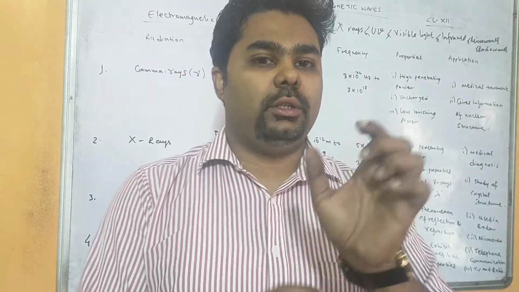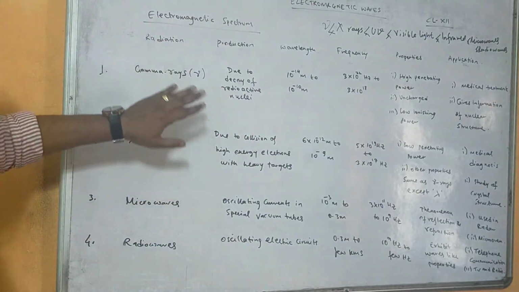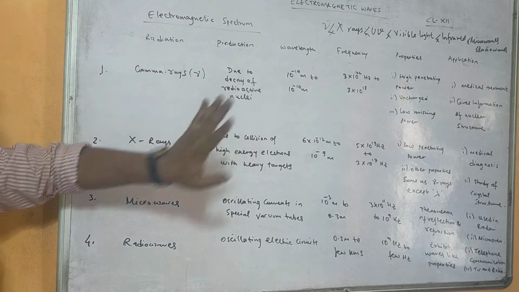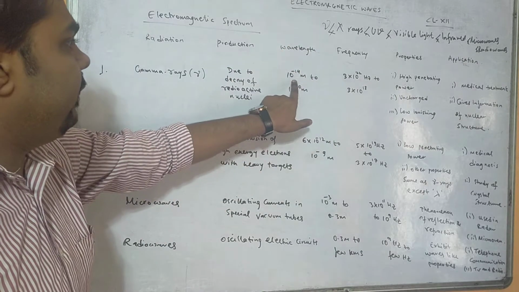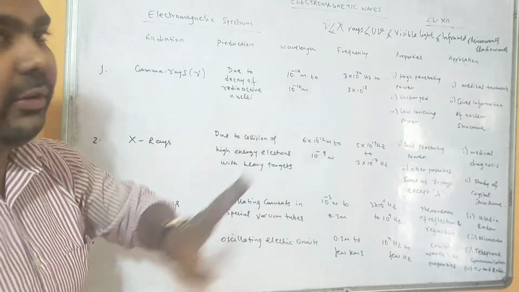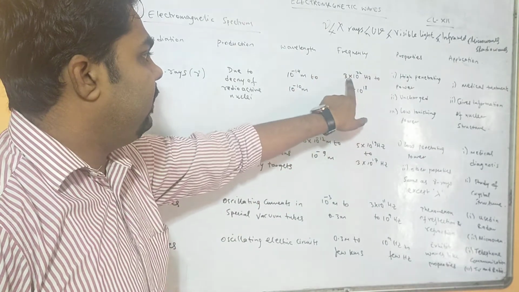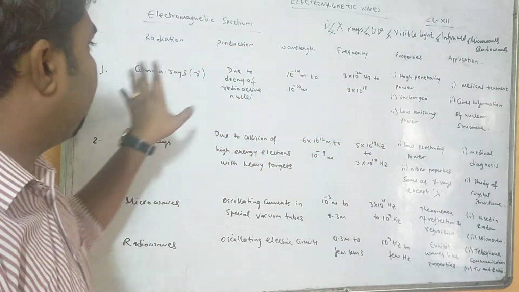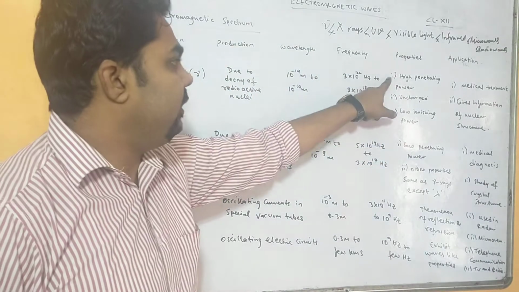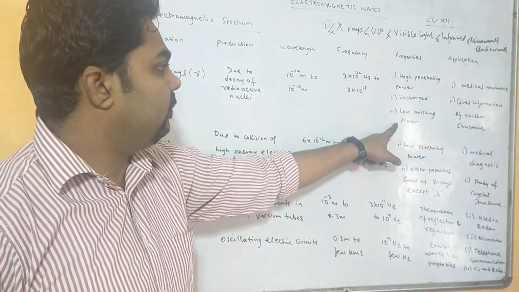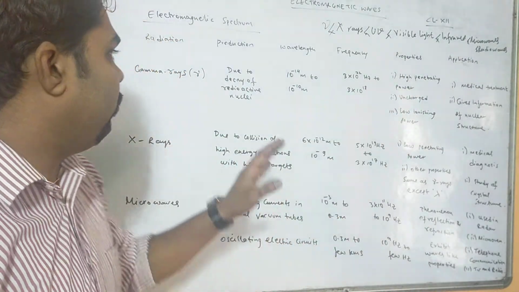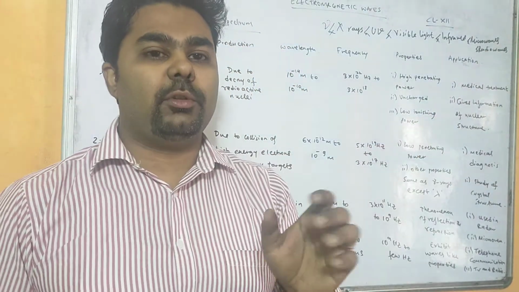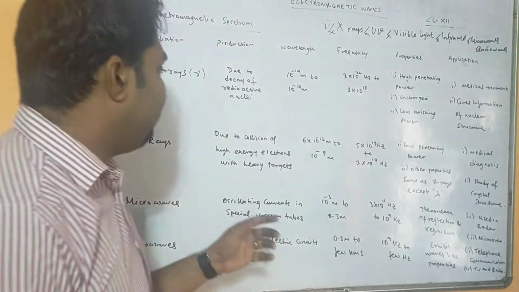Okay, in that chart you will find, for example, gamma rays. How are they produced? That is due to decay of radioactive nuclei. What is the wavelength here? That is 10 to the power minus 14 meter to 10 to the power minus 10 meter. What is the frequency range? 3 times 10 to the power 22 hertz to 3 times 10 to the power 18. What are the properties of gamma rays? They have high penetrating power, therefore low ionizing power, and they are uncharged, that is neutral, right? They are used in medical treatment, and they give information of nuclear structure.